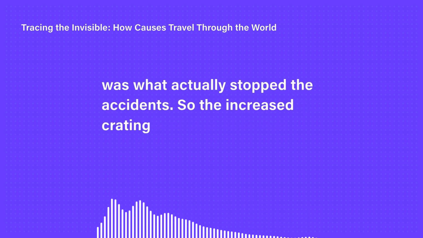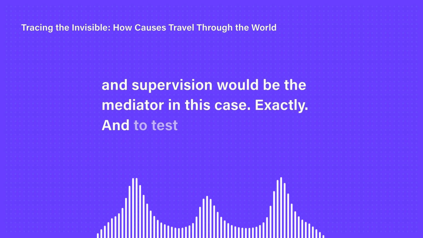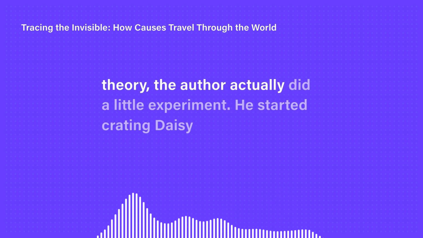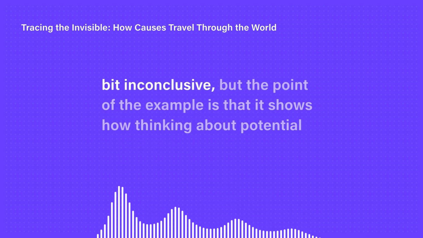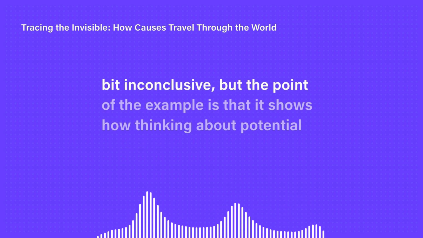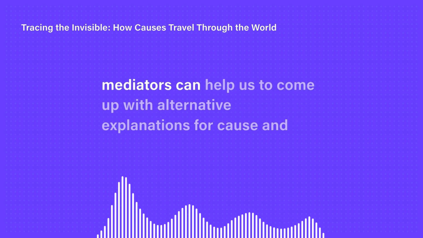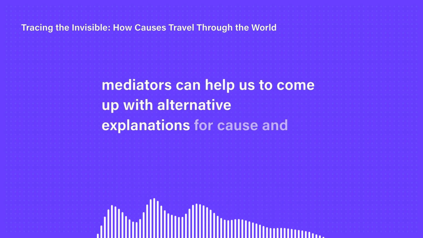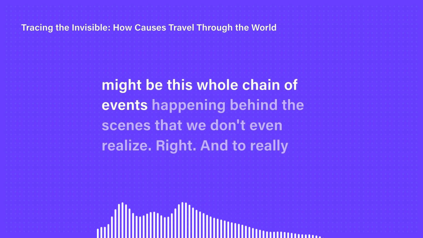So the increased crating and supervision would be the mediator in this case. Exactly. And to test his theory, the author actually did a little experiment. He started crating Daisy more and giving her more supervision even when the kittens weren't there. Did it work? The results were a bit inconclusive, but the point of the example is that it shows how thinking about potential mediators can help us to come up with alternative explanations for cause and effect relationships. Yeah, it's like there might be this whole chain of events happening behind the scenes that we don't even realize.